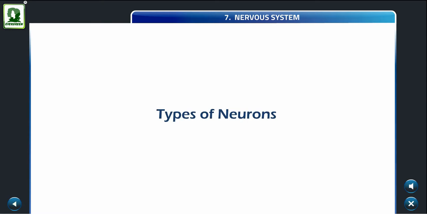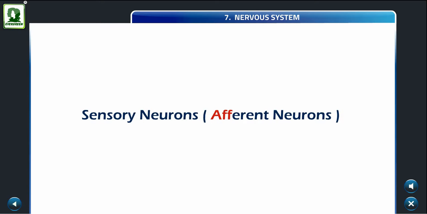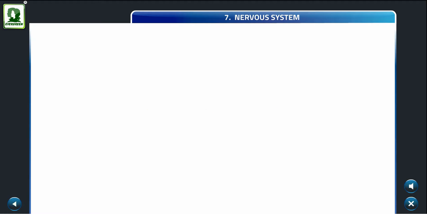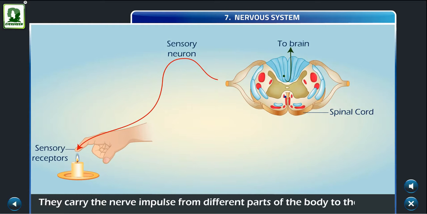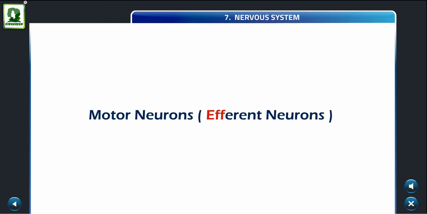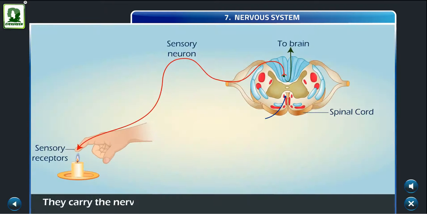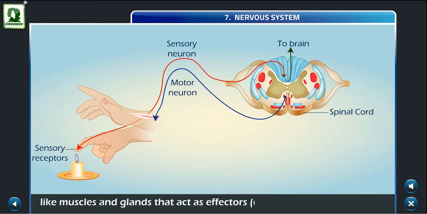Types of neurons. The three main classes of neurons, according to their individual functions, are sensory neurons, that is, afferent neurons. They carry the nerve impulse from different parts of the body to the brain and spinal cord. Motor neurons, that is, efferent neurons. They carry the nerve impulse from brain and spinal cord to body parts, like muscles and glands, that act as effectors, carry out the response.